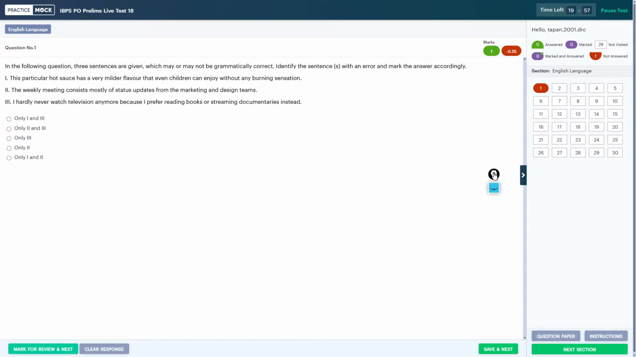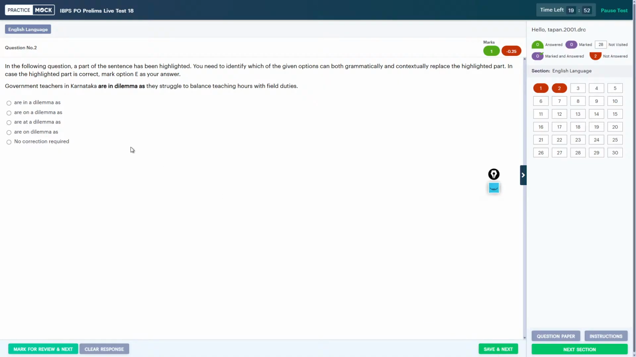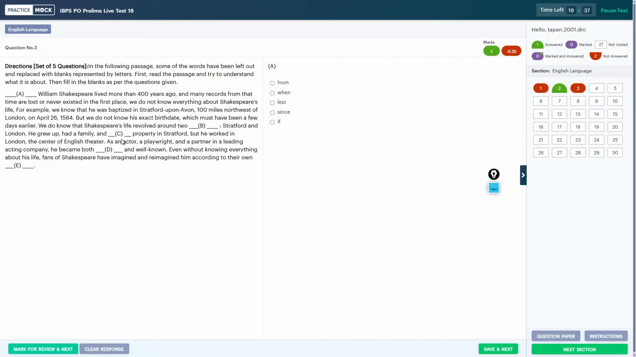Okay, so this particular one, I'll skip this. The government teachers in Karnataka are in a dilemma as they struggle to... in a dilemma. Dash. William Shakespeare lived more than 400 years ago. Many records from that time are lost or never.